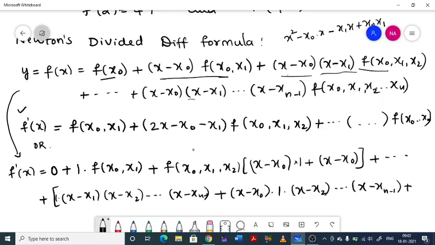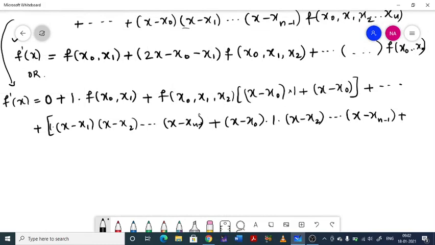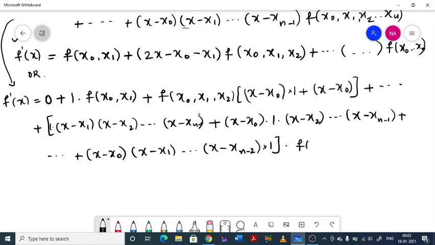For the next term, I have to differentiate the third term, so continuing that process, finally it will be x minus x naught into x minus x1 and so on, you have to differentiate the last term, so last but one will be x minus xn minus 2 into 1 into f of x0 comma x1 comma x2 and so on xn. So this is the formula. You can try to solve problems.